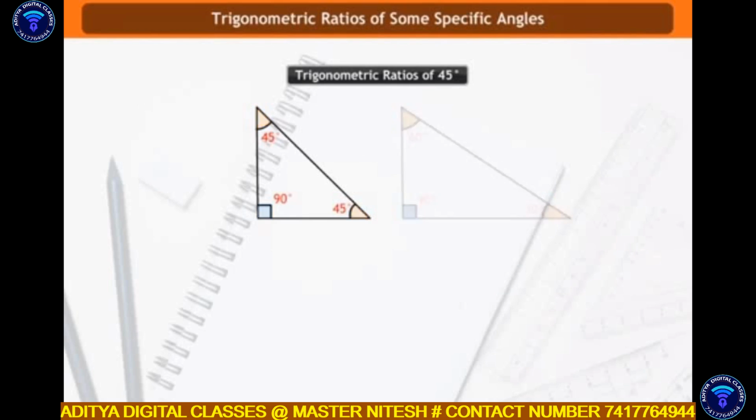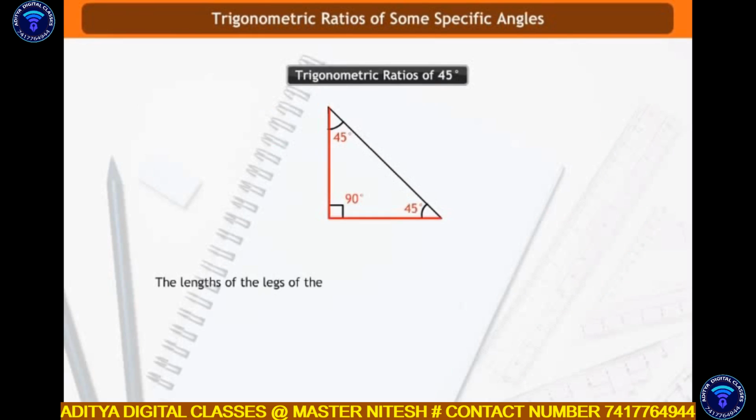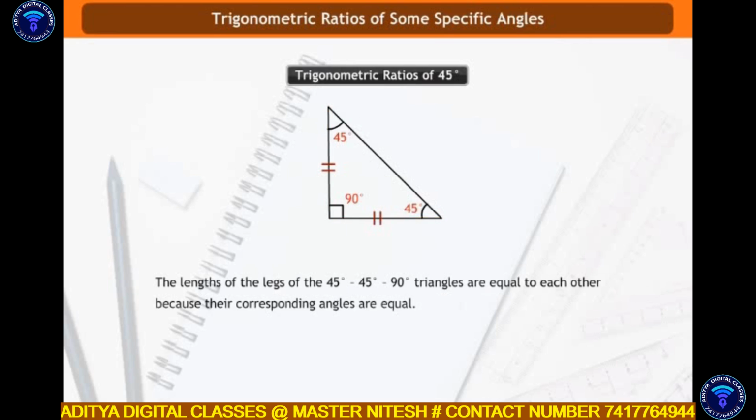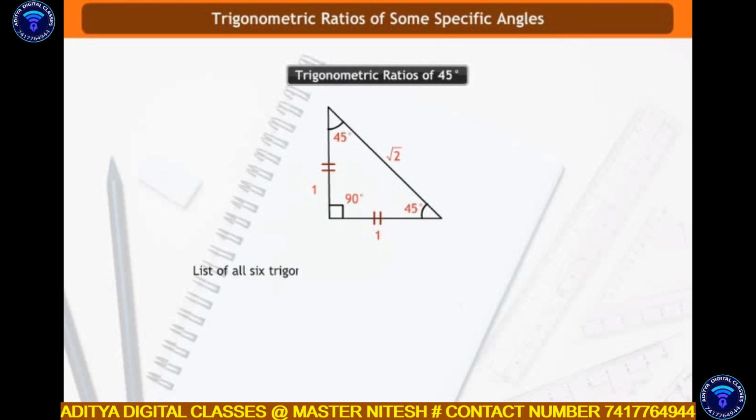60 degree. The lengths of the legs of the 45, 45, 90 degree triangle are equal to each other because their corresponding angles are equal. If we let each leg have a length of 1, then we find the hypotenuse to be root 2 by using the Pythagorean theorem. So by using the definition of trigonometric functions as the ratios of the sides of a right triangle, we can now list all trigonometric functions for a 45 degree angle as shown.